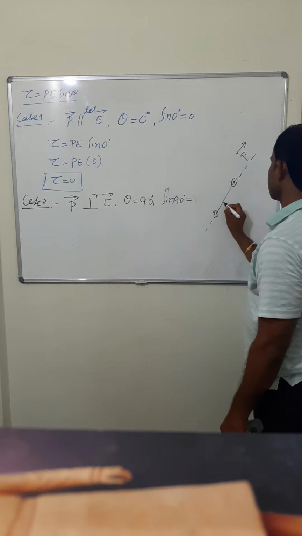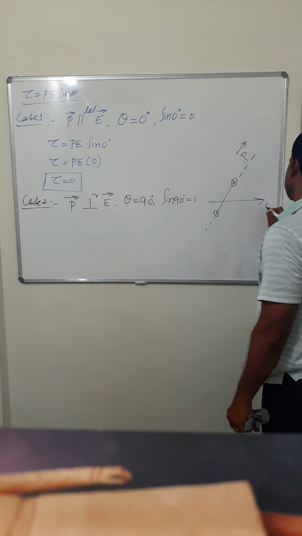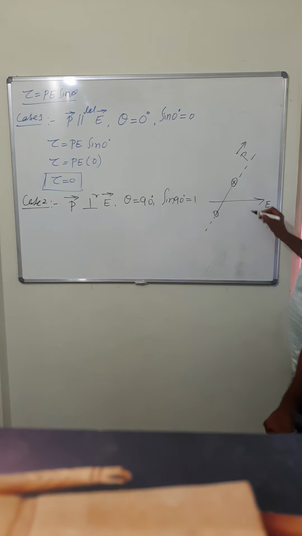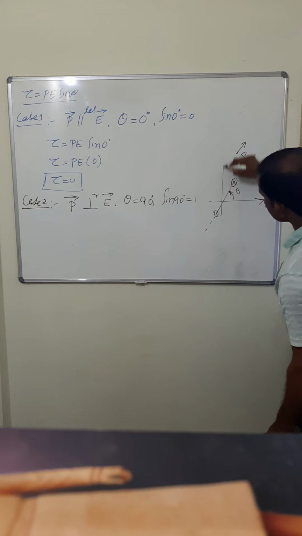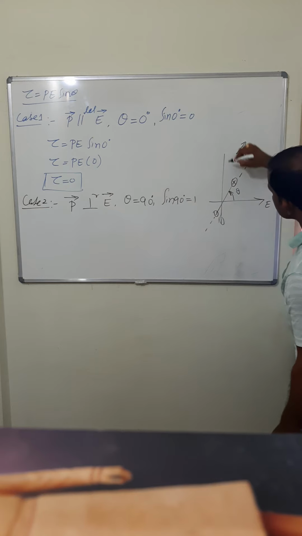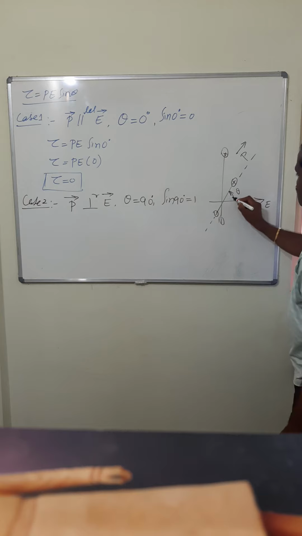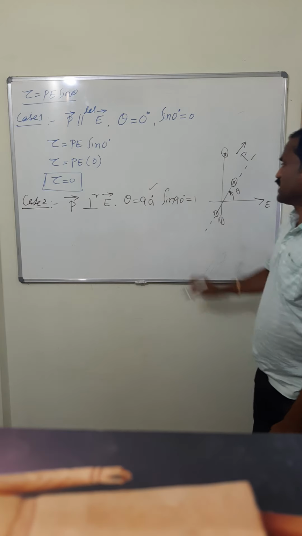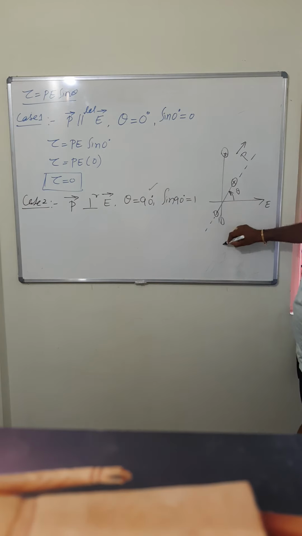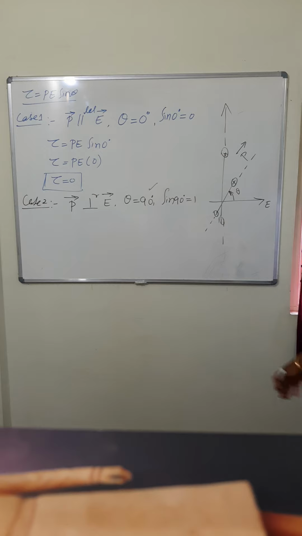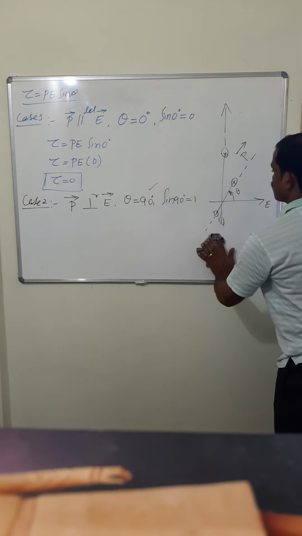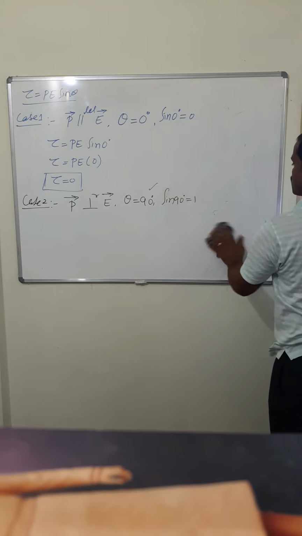Now, electric field is like this. Now, as theta keeps on increasing, this will be the dipole moment. So here it is the negative charge, here it is the positive charge. As theta approaches 90 degree, this is the direction of dipole moment. Dipole moment is along the positive y-axis, and electric field is along the x-axis. So therefore, what can I write here? Theta is equal to 90 degree.